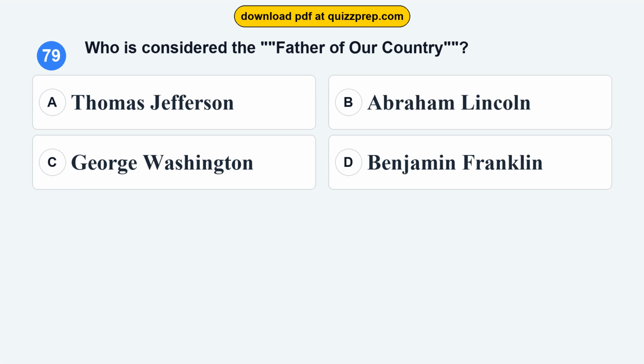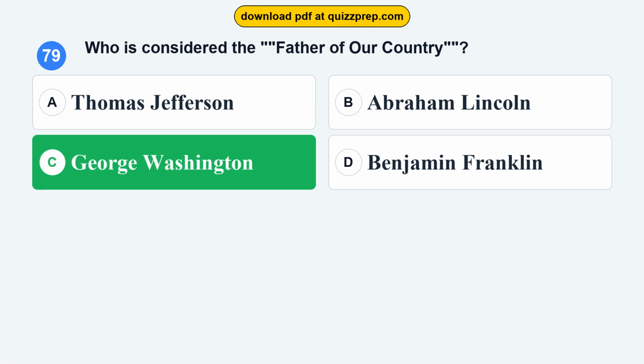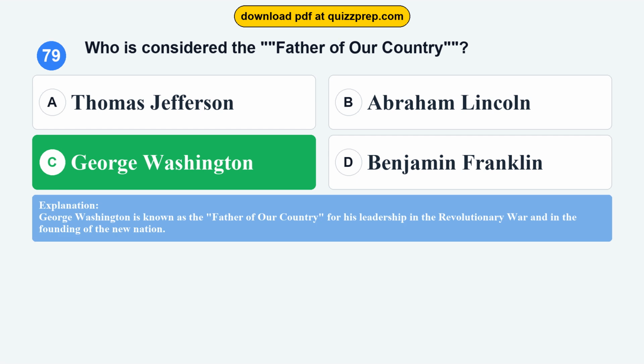Question 79. Who is considered the father of our country? Option A, Thomas Jefferson. Option B, Abraham Lincoln. Option C, George Washington. Option D, Benjamin Franklin. The correct answer is option C, George Washington. George Washington is known as the father of our country for his leadership in the Revolutionary War and in the founding of the new nation.